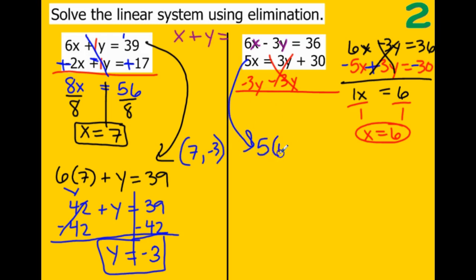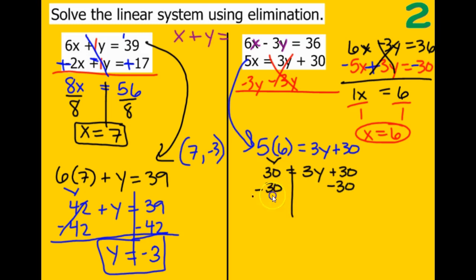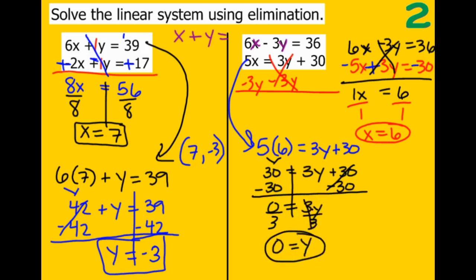You can pick the first one if you want. It says 5x, which is 6, equal to 3y plus 30. Well, 5 times 6 is really 30. And then solving for y, subtract 30 to get rid of that 30. This one just so happens that we get 3y equal to 0. That's okay. If we divide by 3, 0 divided by 3 is still 0. So y is 0. So our point, x is 6 and y is 0. This is our answer.